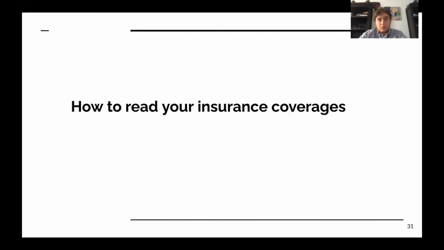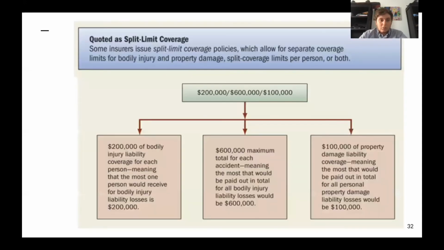How to read your insurance policy? There are two types of insurance quote. The most common is quoted as a split limit coverage. This separates the maximum coverage for each category, and it's written like this. For example, the first number, in this case 200,000, is for bodily liability coverage, meaning that the person at most will receive 200,000 in liabilities for losses.